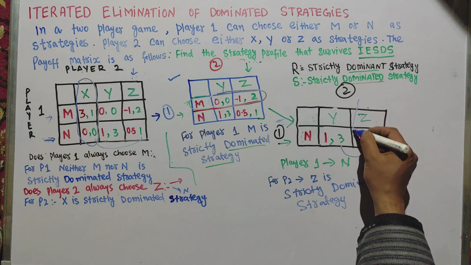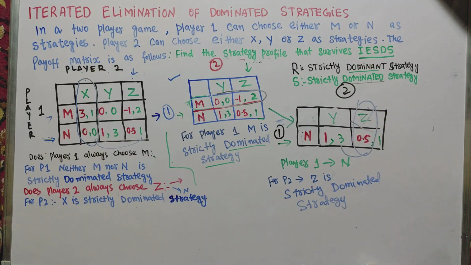So we will remove this strategy profile also. Now we are left with only this strategy, that is player 2 playing Y and player 1 playing N, and their payoffs are 1 and 3. That means the strategy profile that survives iterated elimination of strictly dominated strategies is N, Y.